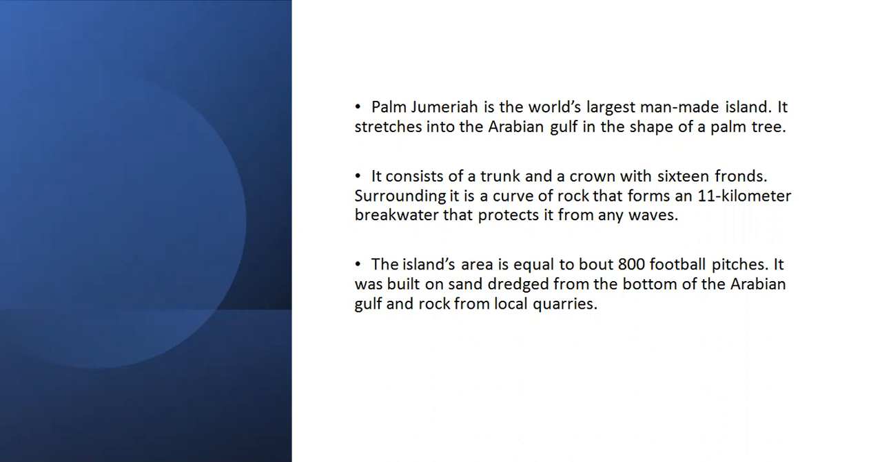The island's area is equal to about 800 football pitches, and it was built on sand dredged from the bottom of the Arabian Gulf and rock from local quarries. Very impressive. Year six, you could read these stats again. We know that Palm Jumeirah is the world's largest man-made island, surrounded by a curve of rock that forms an 11-kilometer breakwater, which protects it from any waves that could damage it. An interesting fact is that the area of the island is equivalent to almost 800 football pitches. So that's for Palm Jumeirah.